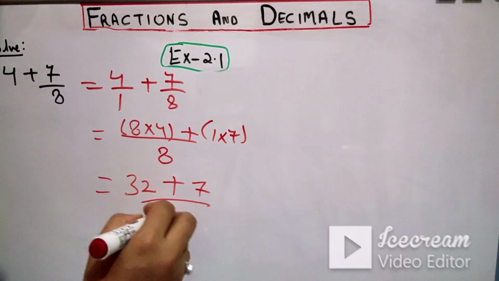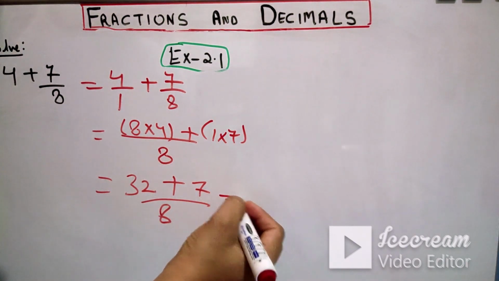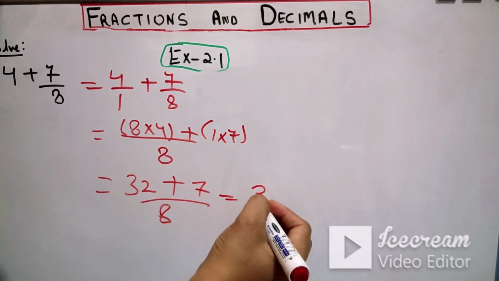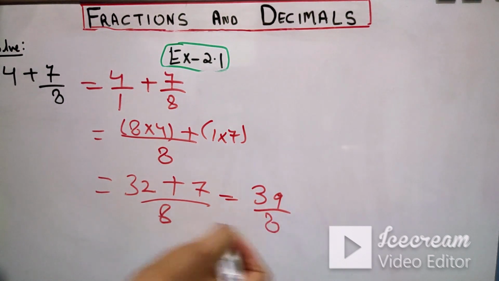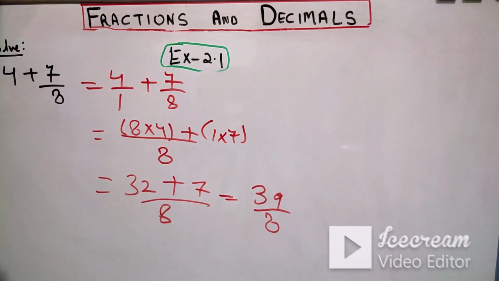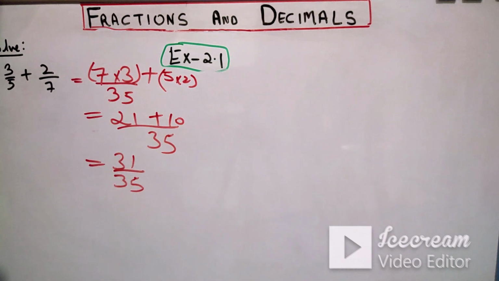Now we could simply put the denominator like this. Next we will just add them and our answer will come. The answer is 39 by 8. I think it's simple. Move on to the next question.